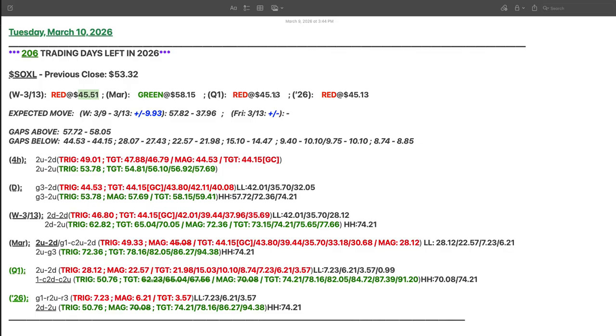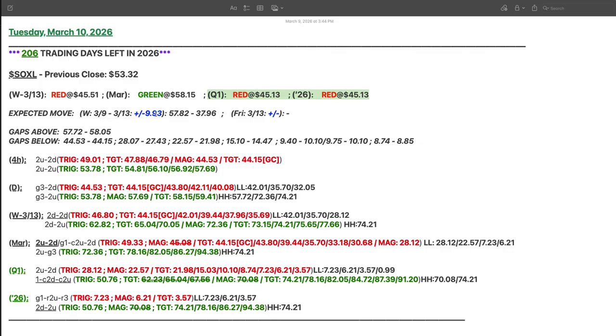So there is still a conflict of time frame continuity, right? The week, the quarter, and the year are green, but the month is red, right? Once we flip that month back to green, then obviously momentum is back on the side of the bulls, and you want to look for those targets to the upside. But until that happens, expect a little bit more chop.